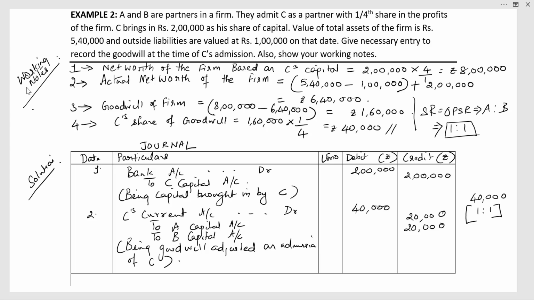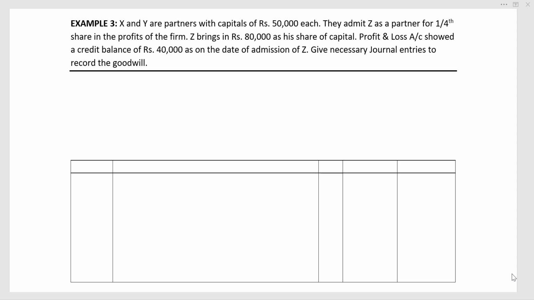Let's go to example 3. Example 3. X and Y are partners with capitals of rupees 50,000 each. They admit Z as a partner for 1/4 share in profits of the firm. Z brings in rupees 80,000 as a share of capital. Profit and loss account showed a credit balance of rupees 40,000 as on the date of admission of Z. Give the necessary journal entries to record the goodwill. We'll begin with the working notes.